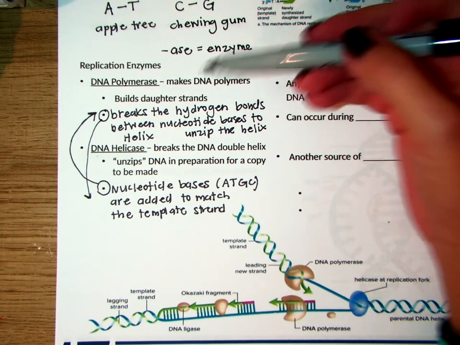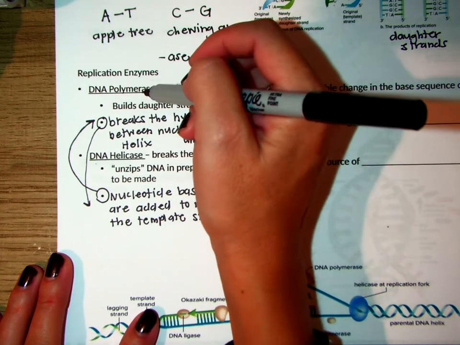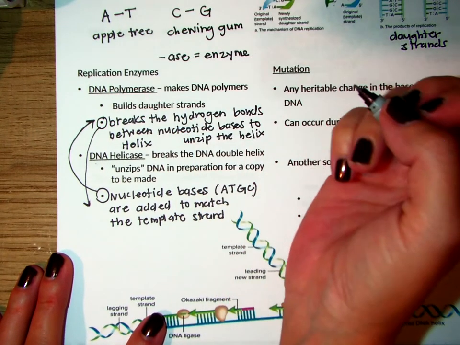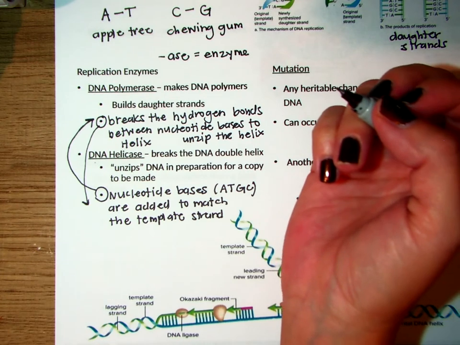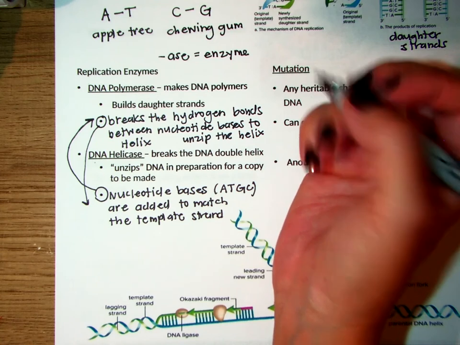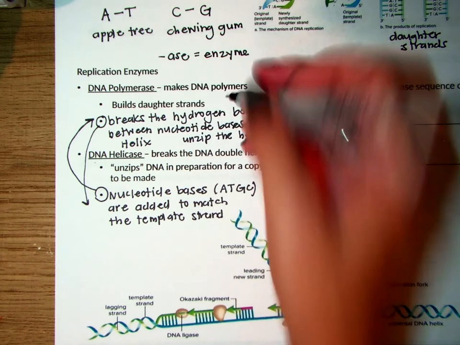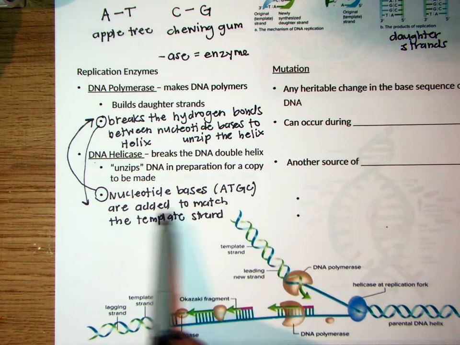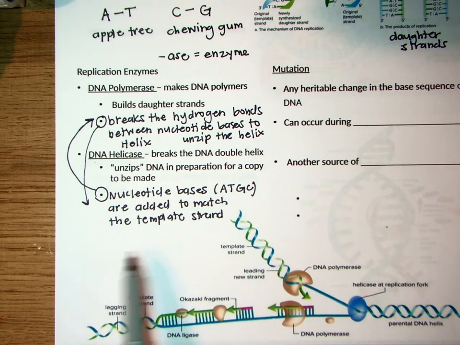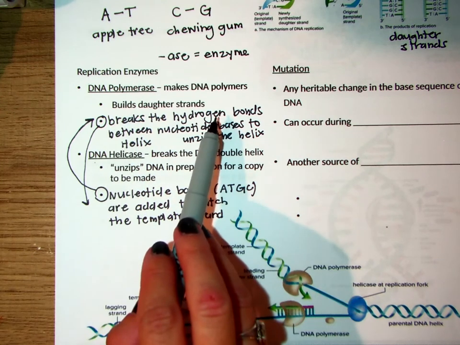All right, now let's look at DNA polymerase. So it ends in ase, and the word before it is polymer. So if you remember polymers, if you put a bunch of the monomers together, you get a polymer, and this makes DNA polymers. So this is where it's going to add the nucleotide bases A, T, C, and G to match the template strand. So this is what actually builds the daughter strands.